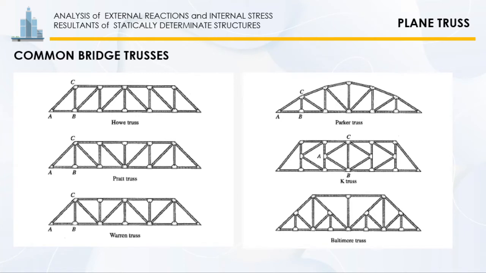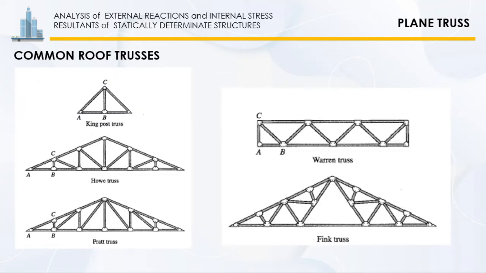So we have Howe truss, Pratt truss, Warren, Parker, K-truss, and Baltimore. Next, we have the common types of roof truss. So we have the King Post truss, Howe truss, Pratt truss, Warren truss, and Fink truss. This Fink truss is a plain truss that is a compound truss. Kadalasan sa class ng Fink truss, may hinge lang sila dito. So it is two simple trusses that are connected by a hinge. That is a Fink truss.